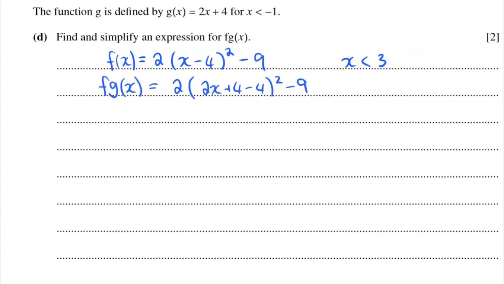That's quite nice. Let's have a quick look at the domain and range for g. What do they tell us? x is less than -1. So when we put -1 into the equation for g, what does it turn out to be? 2 times -1 is -2, plus 4 is 2. And then as x gets more negative, the whole function is going to get more negative. And so the range for g is going to be less than 2.